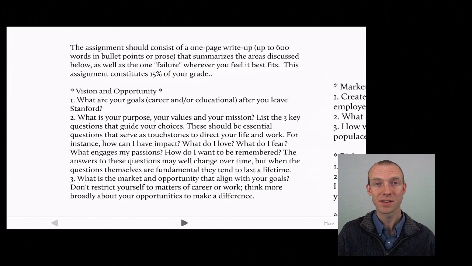So you want to have one section for the vision or the opportunity. You want to think about what are your goals after you leave Stanford? What are your values? What's your mission going to be? You might list 3 key questions that might guide your choices. Or think about what you love, what you fear. There are a number of ways that you could structure this section to think about what opportunity are you pursuing, or what's the vision over the course of the next, let's say, 3 to 5 years of your career. Or if you can't look that far ahead, just look ahead the next 1 to 2 to 3 years.